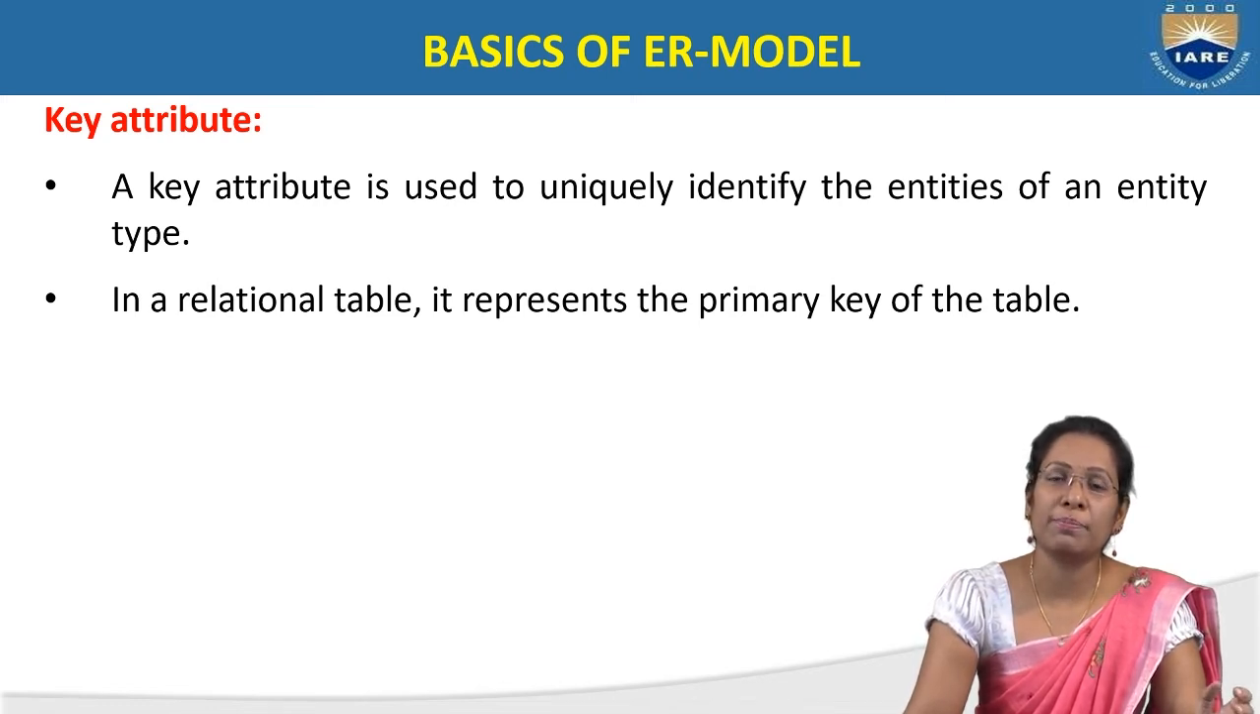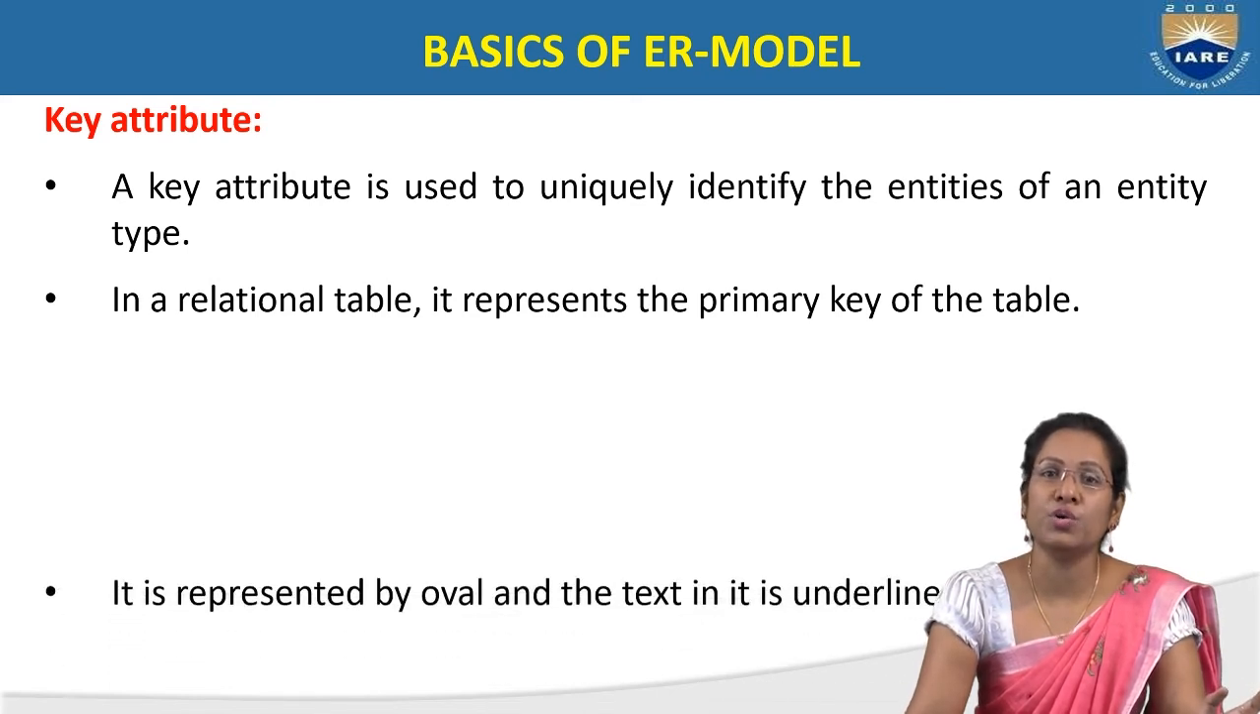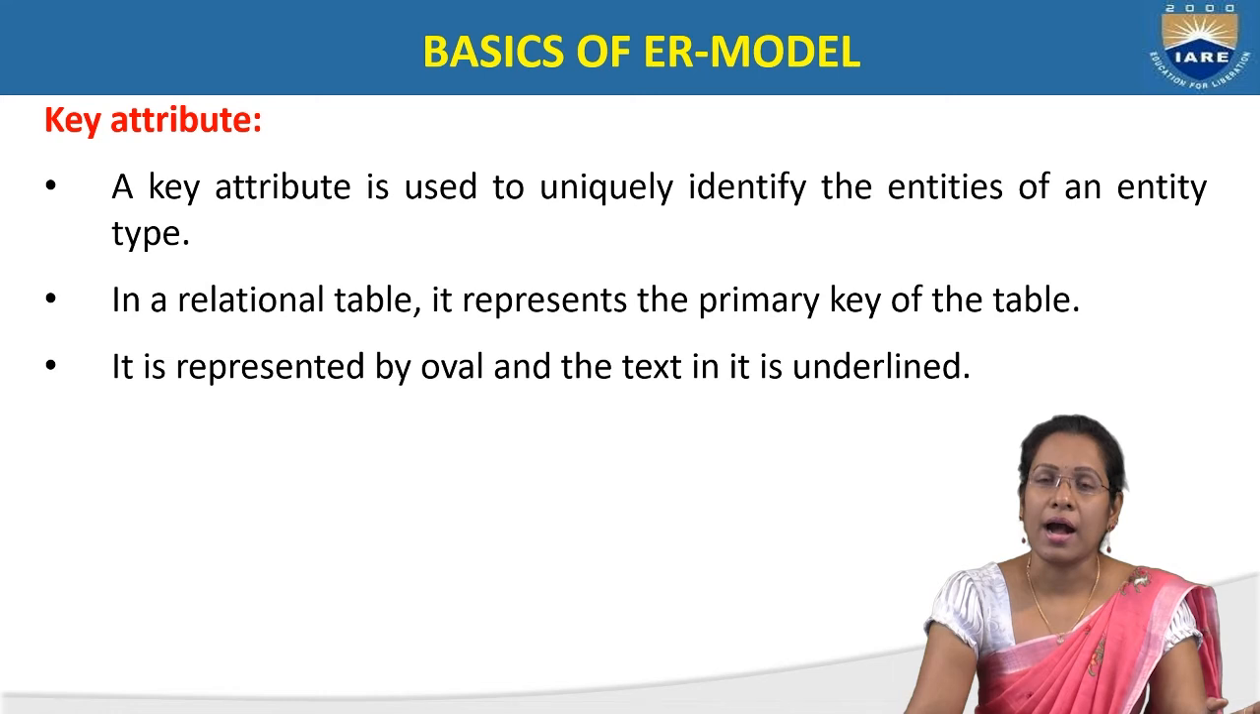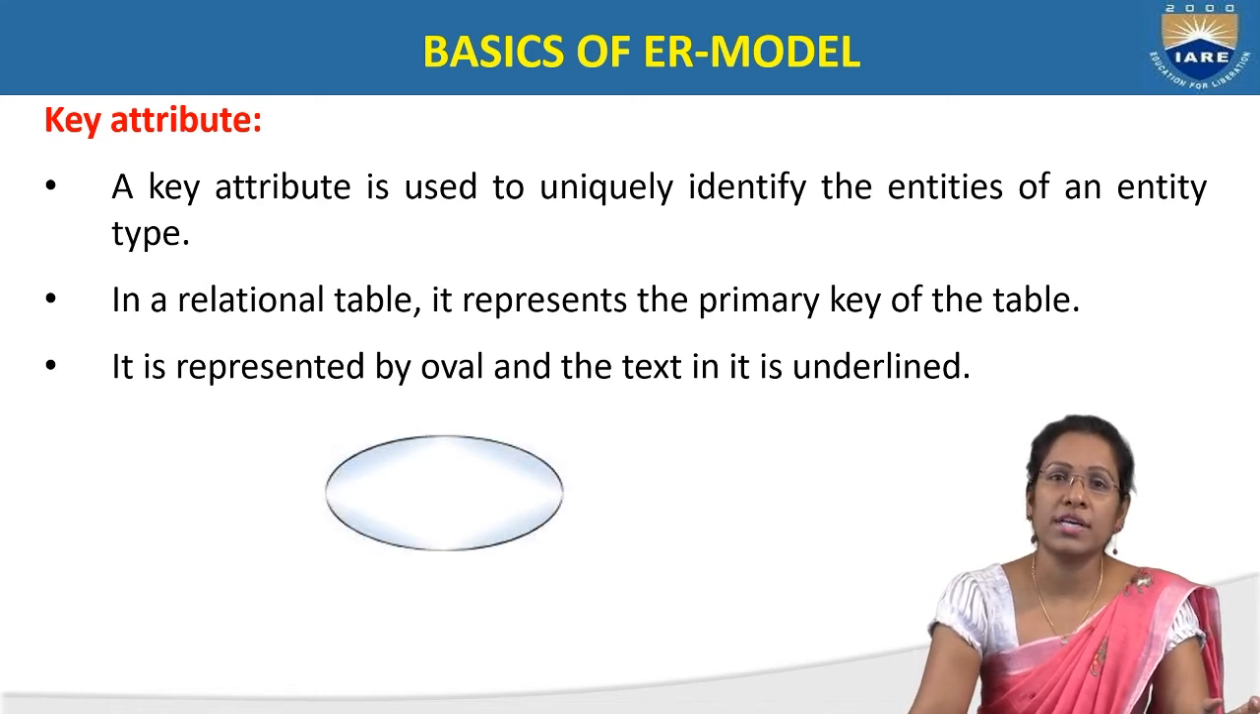to represent the primary key of the table. So in the table we mention the primary key, and in the ER model we mention it as a key attribute. With the help of that primary key, each and every record is uniquely identified, and this key attribute is denoted by the oval symbol, and the text should be in underlined format. So this is the key attribute.